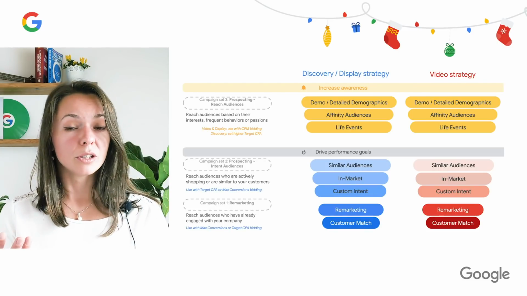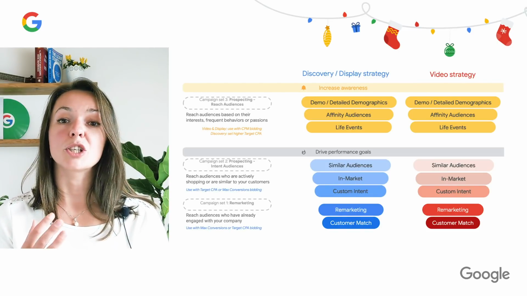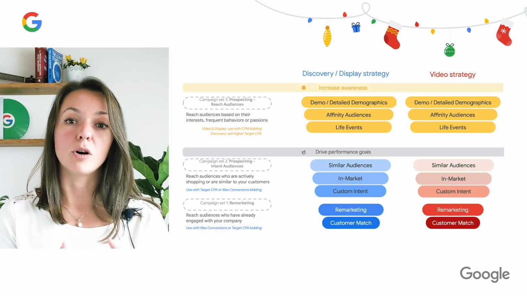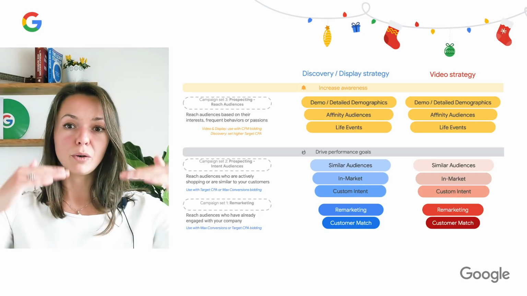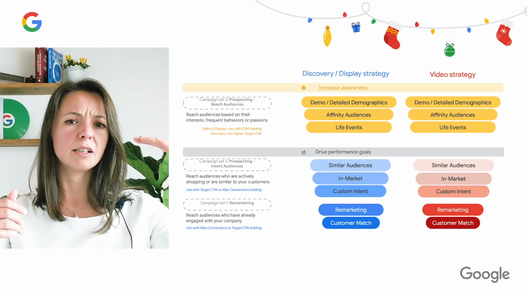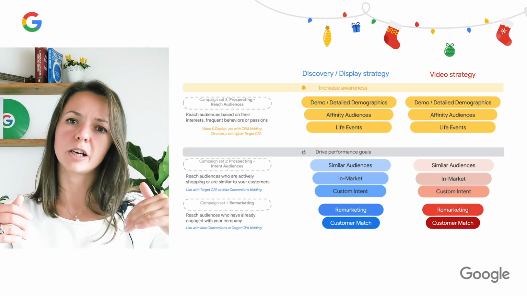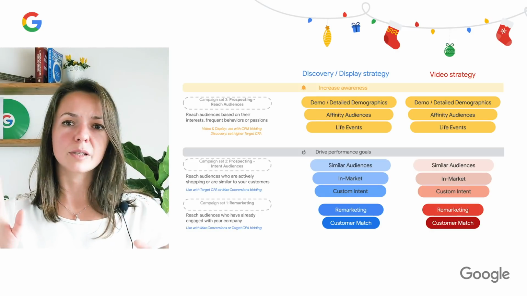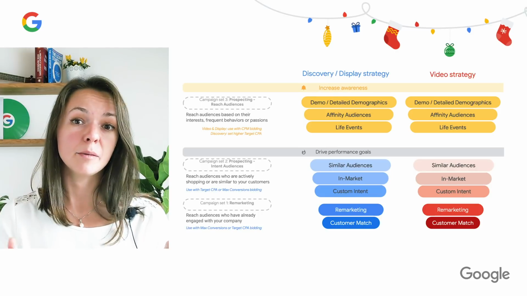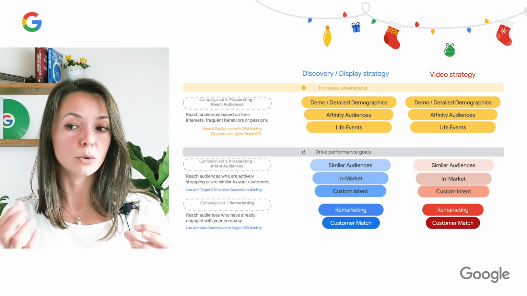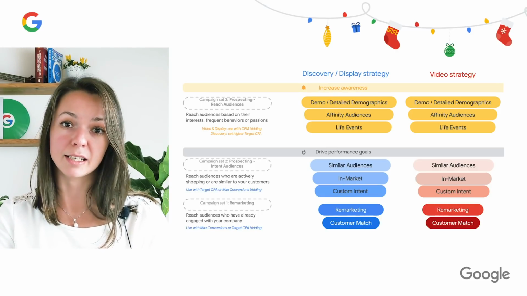What that would look like is that typically you would switch to CPM bidding instead of conversions-based bidding for those audiences. So anything below those awareness audiences, similar, in-market, custom intent, remarketing, whether it's on video or on display or on discovery, we recommend you pair them with smart bidding because they are built for performance. So you need to pair them with performance-oriented bidding.